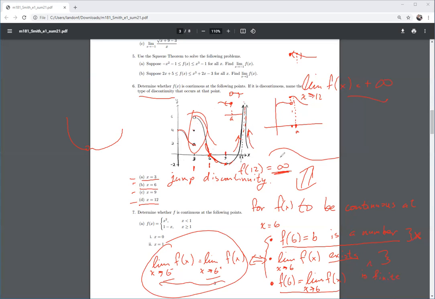So yeah, this one is an infinite discontinuity. Okay, yeah, that's about it for 6. Any other questions about that?